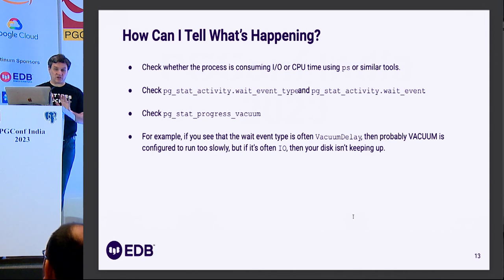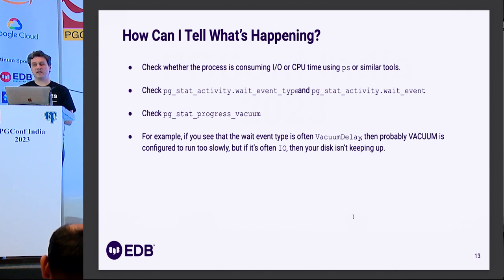But if I see it using no CPU time at all, perhaps it's waiting for something. So I can start to get some insight even just from operating system tools. Another thing I really like to do is look in pg_stat_activity, specifically at the wait_event_type and wait_event columns. If vacuum is using CPU time, then these columns are going to be null, and we can't tell what it's doing. But if it's waiting for something, this will give us some idea of what it's waiting for.